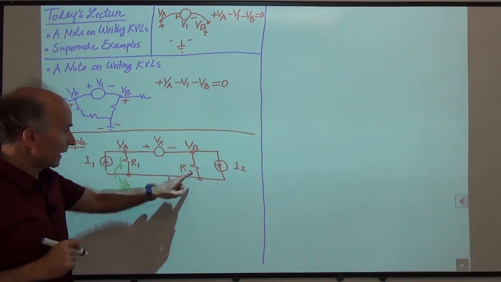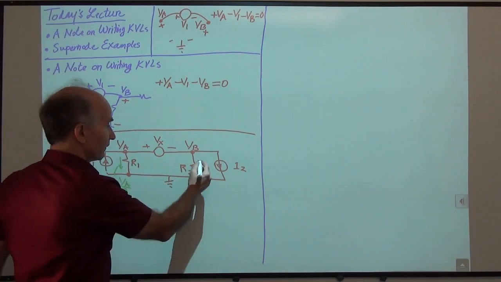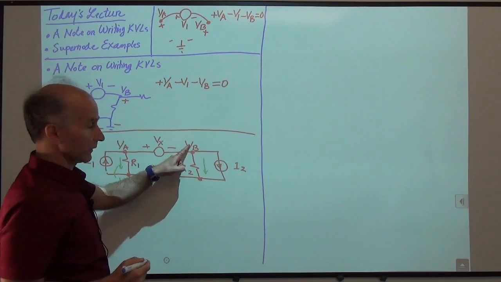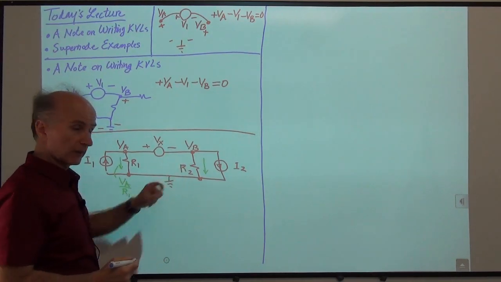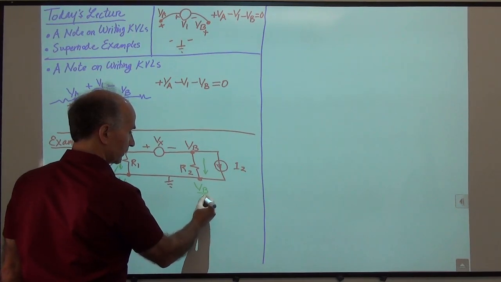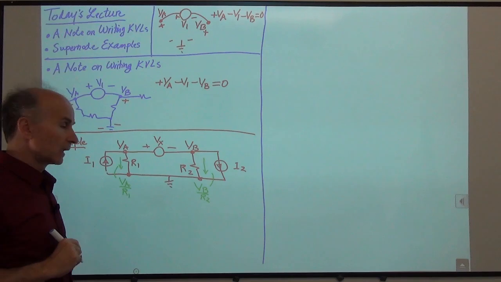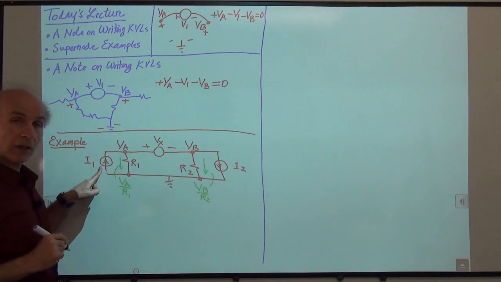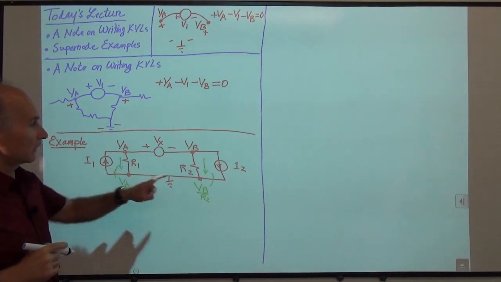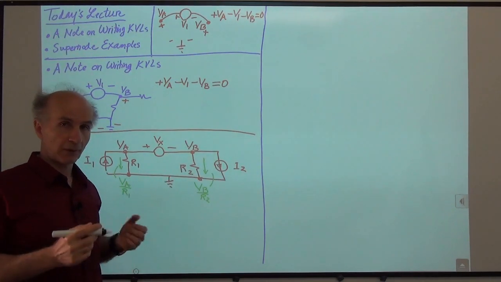Okay. And this one, R2, has a current in it. And again, the current going from top to bottom is given by the voltage on the top minus the voltage on the bottom divided by the resistor. So that's VB over R2. Okay. The current through this branch is defined by I1, so that's just that. The current through this branch is defined by I2, that's just that. So that's the third step.